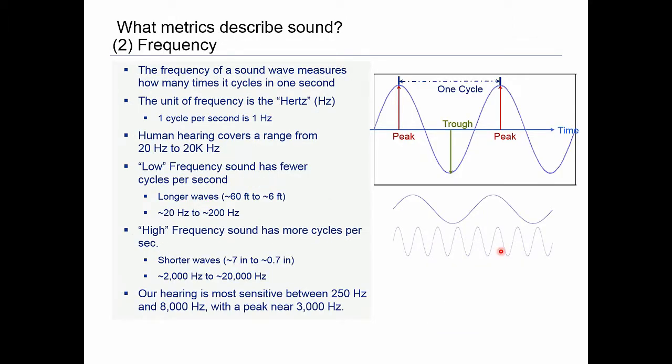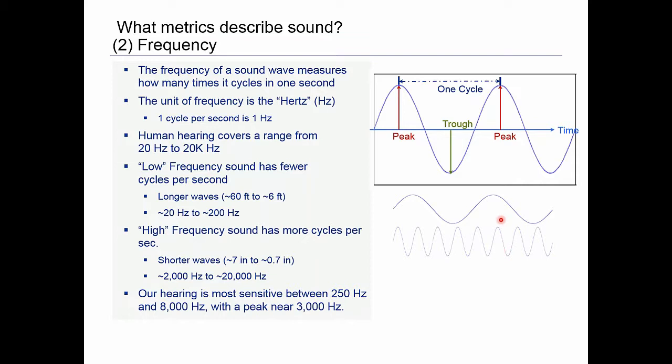Let's go back and ask, well, how do we talk about frequency? The frequency of a sound wave is measuring how many times it compresses and rarefies, or cycles, in 1 second. And that unit of frequency is the hertz, or 1 cycle per second equals 1 hertz. Now, our hearing covers a range roughly from a very low frequency of 20 hertz to a very high frequency of 20 kilohertz. Most of us probably can't hear quite that entire range. As we age, we lose quite a bit of that upper range in particular.